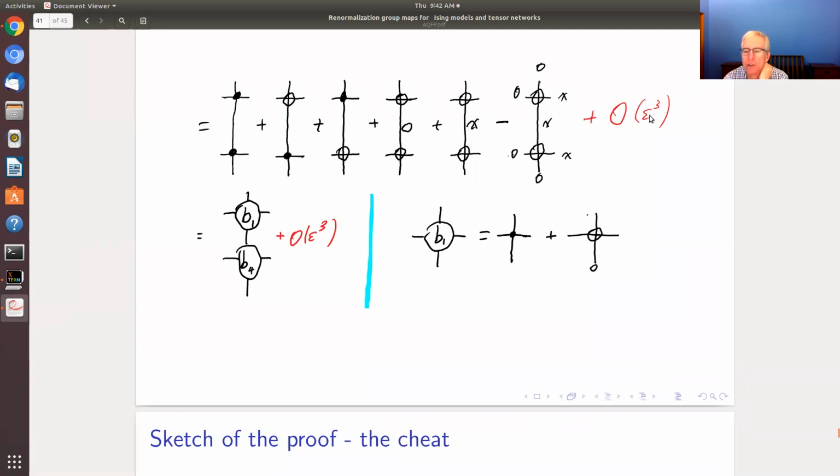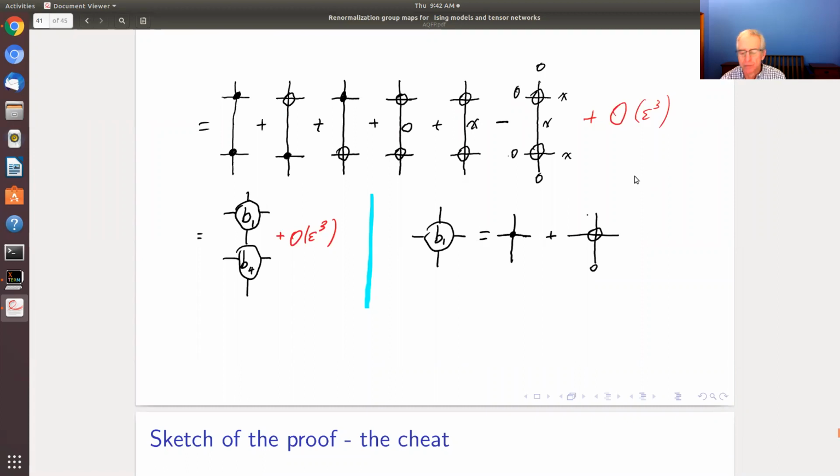Now, the way you deal with the stuff of order epsilon cubed is you think of it as a contraction of an order epsilon to the 3/2 tensor with an order epsilon to the 3/2 tensor. And then you stick those order epsilon 3/2 tensors into capital B1. Okay? So it's because this is order epsilon cubed that I'm only getting an order epsilon to the 3/2 out of my final estimate.